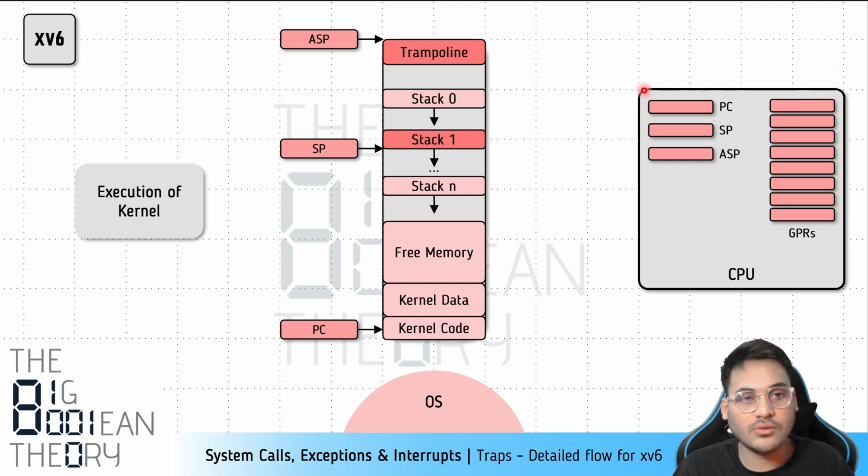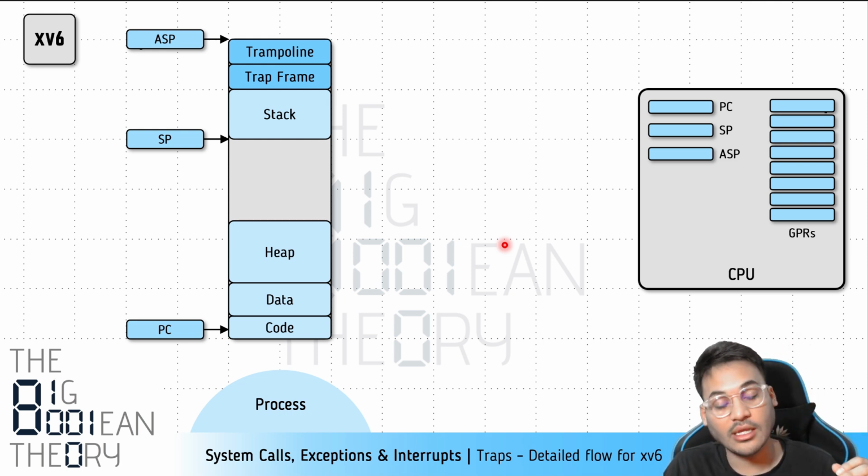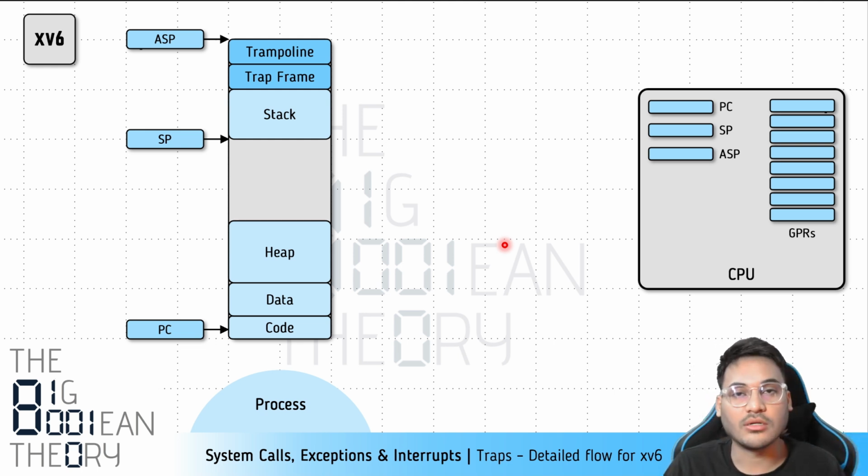So all of these values together are necessary, first of all, and sufficient to describe the current state of execution for the kernel. Now I will describe the overall concept of a trap. A trap can be caused by a system call, an exception, or an interrupt. We are talking in the context of xv6, so all forms of interrupts are known as traps in xv6.